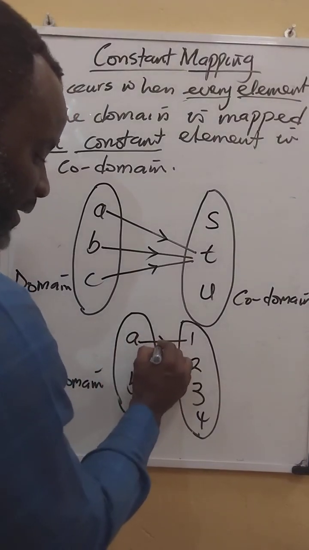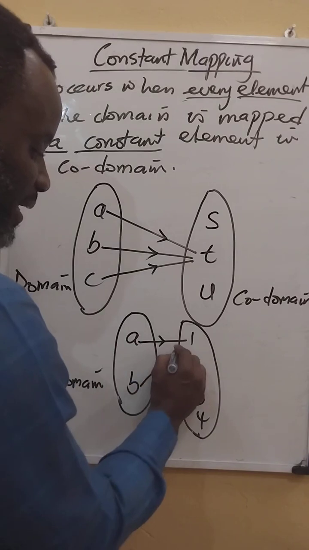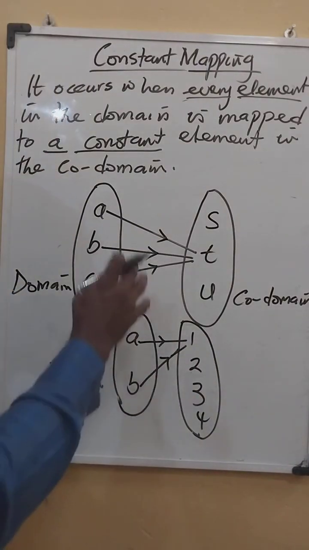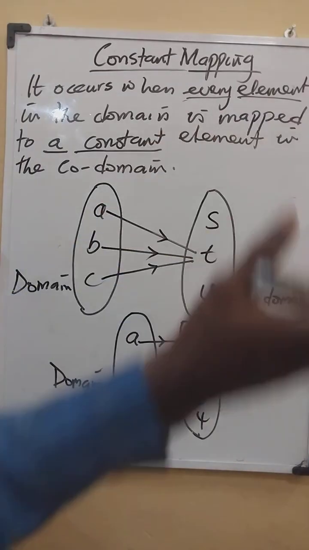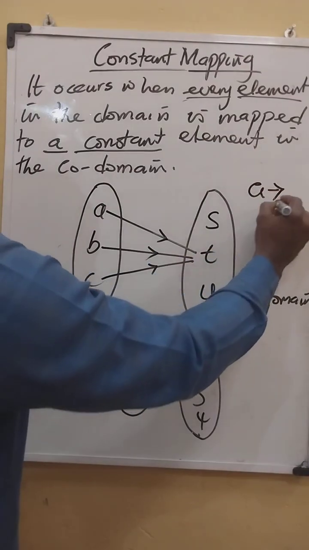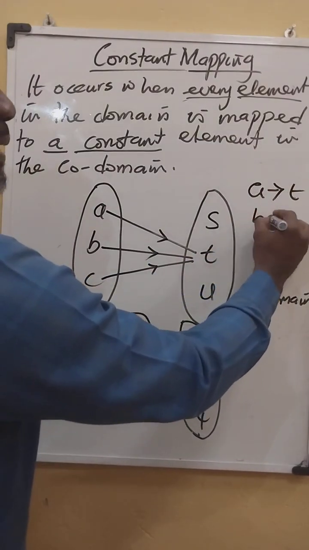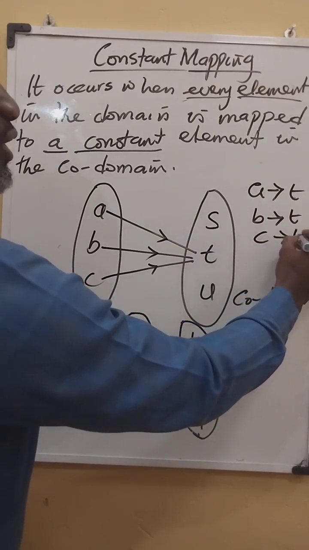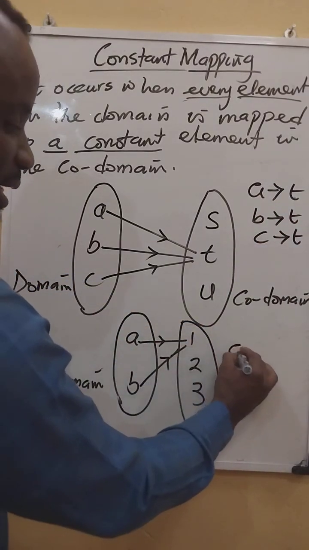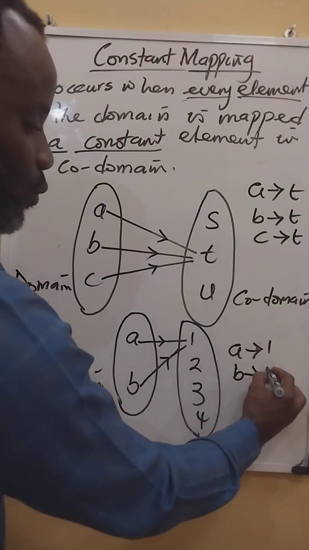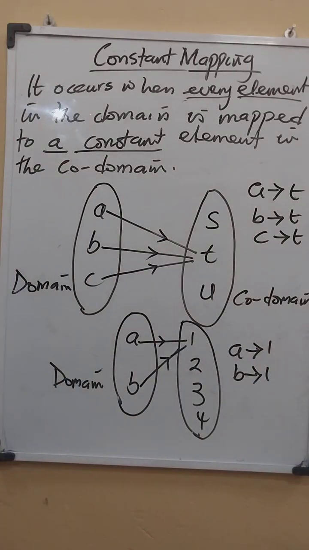This mapping, A maps to 1 and B maps to what? 1. So this is the mapping. It doesn't matter whether they are equal or not equal. So how you would arrange this, you can now say that A maps to T, B maps to T, and then C also maps to T. In this case, this is A mapping 1 and B mapping 1. That's the way it is for constant mapping.